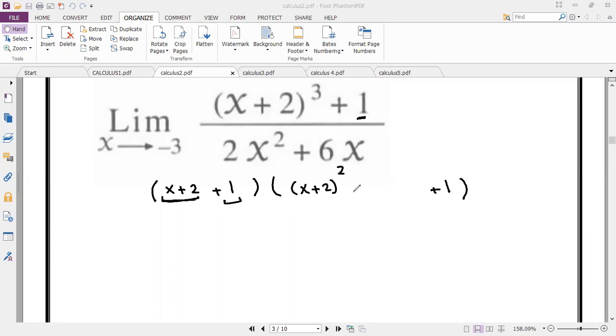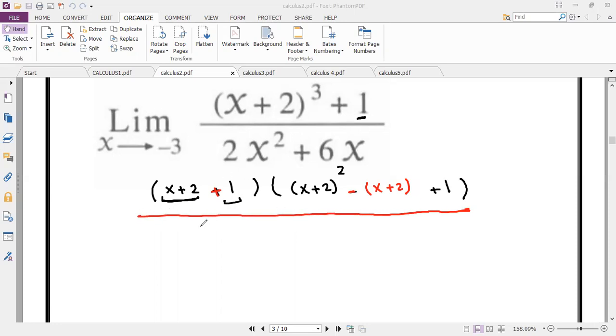And then change the sign between them. It will be negative because it's a positive here. So write negative and multiply 1 by x plus 2. It will be negative here. And 1 times x plus 2, which is x plus 2. All divided by, here, down.